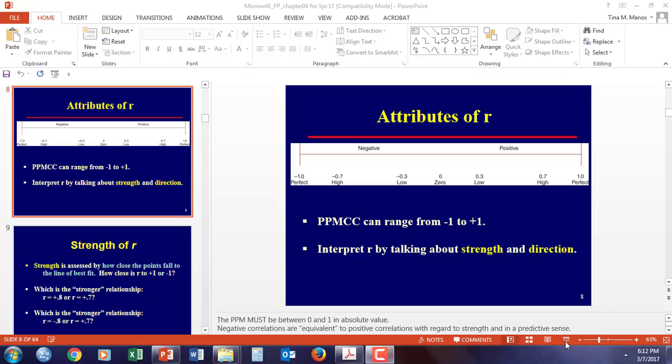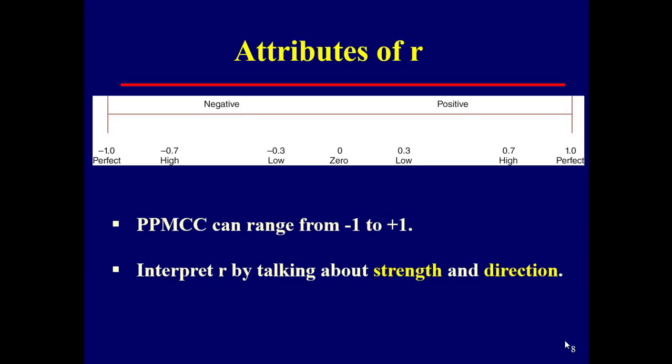So just real quickly, just to make sure everybody's on the same page, I'm going to turn to this slide where I've highlighted that there are two major attributes of the Pearson product moment correlation coefficient, or the Pearson R. The Pearson R can range from -1 to +1, and when we interpret the R, there are two things that need to be in the interpretation. That is the strength of the correlation as well as the direction.